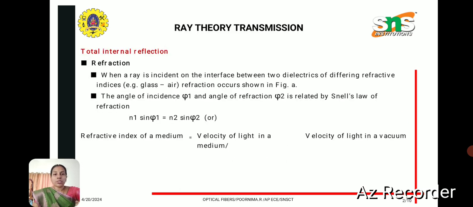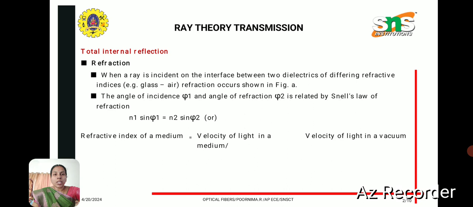First of all, we should understand the ray theory of transmission. In optical fibers, total internal reflection is the basic principle used for fiber communication. Refraction occurs when a ray is incident on the interface between two dielectrics of different refractive indices, for example glass and air. The angle of incidence and angle of refraction are related by Snell's law of refraction.